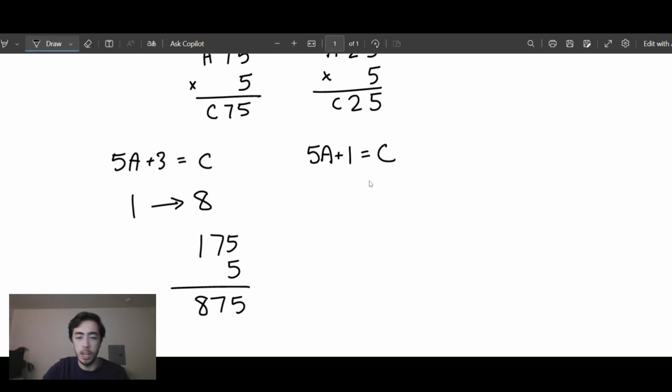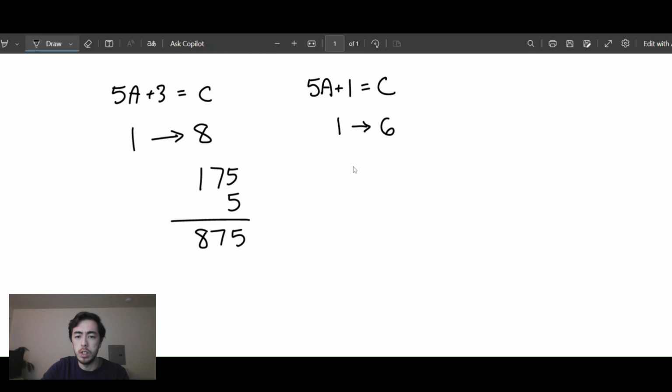And I can't pick 0 for A, but I could pick 1. And so I get a 6. Okay. 125 times 5 equals 625. And both of these statements make sense to me, I think. I mean, I'm just double checking. 5 times 5 here is 25. 5 times 7 is 35 plus 2 is the 37. 5 times 1 plus 3 is 8.